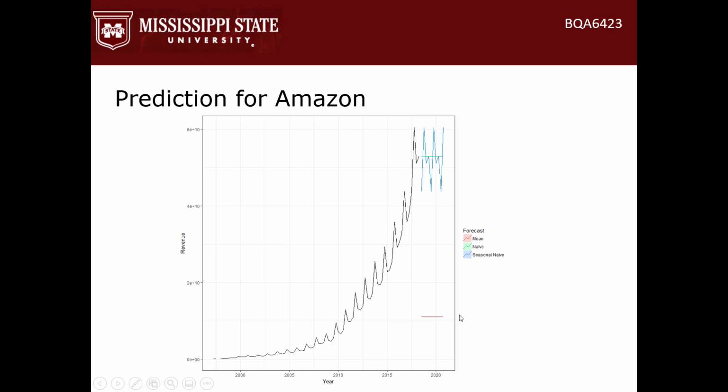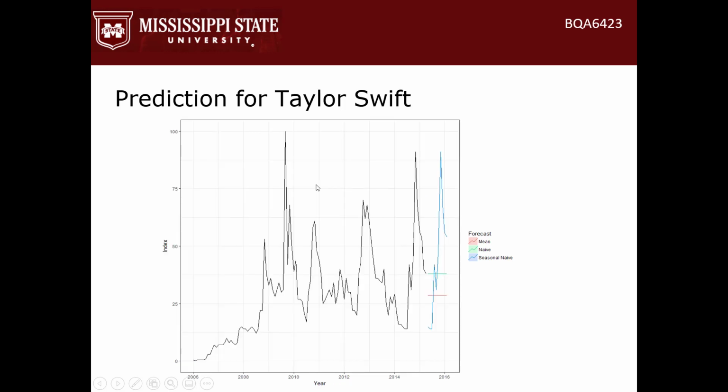We get the same for Amazon. We get the mean down here, which is not very good at all. We get the naive forecasting here, which is much better, but Amazon's shooting off this way. And then we get the seasonal naive. And then I thought I'd calculate the moving average for Taylor Swift.